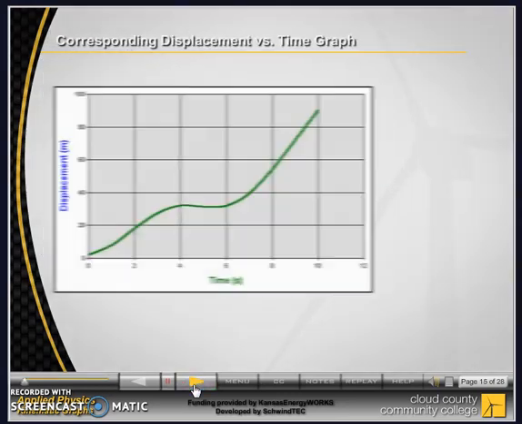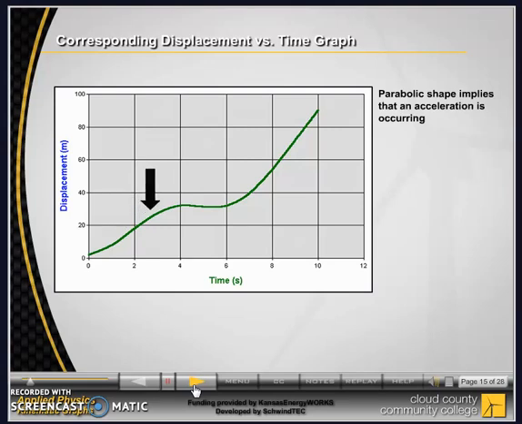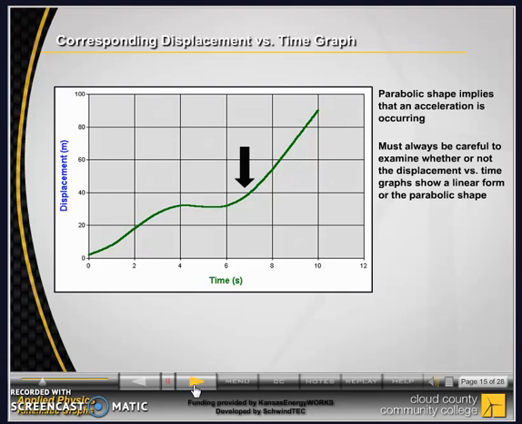Review this image. The parabolic shape implies that an acceleration is occurring. You must always be careful to examine whether or not the displacement versus time graphs show a linear form or the parabolic shape. This example is what mathematicians call a piecewise function. You can see for the first 2 seconds a positive acceleration, for the next approximately 4 seconds a negative acceleration, and then for about 1 second a positive acceleration, followed by a constant velocity motion.